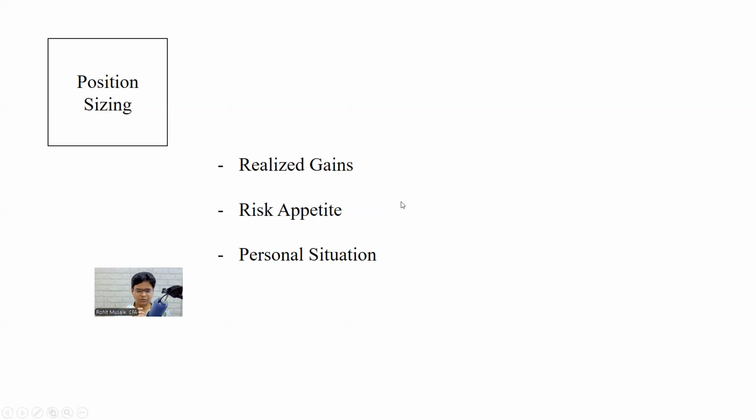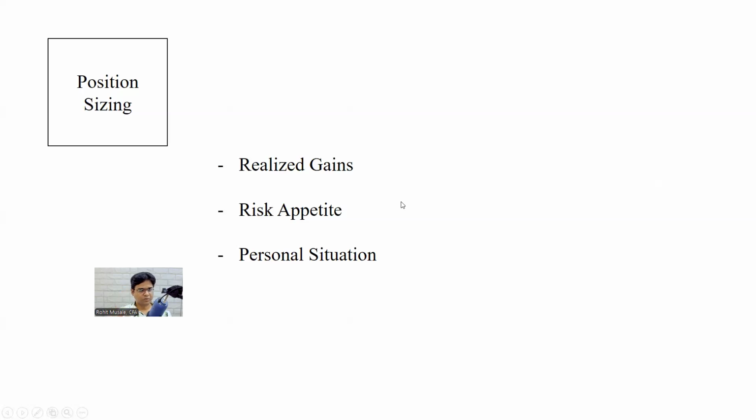Position sizing depends on whether you have made money in the past 4 or 5 trades. So if you have been making money in the past 4 or 5 trades, your position size is going to be large on your next trade. If you have not been making money in your recent few trades, then you should go in with a low position size to control your risk.